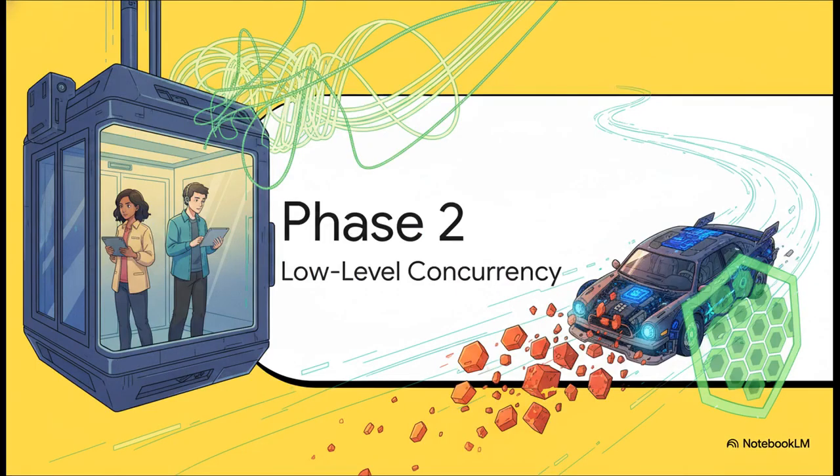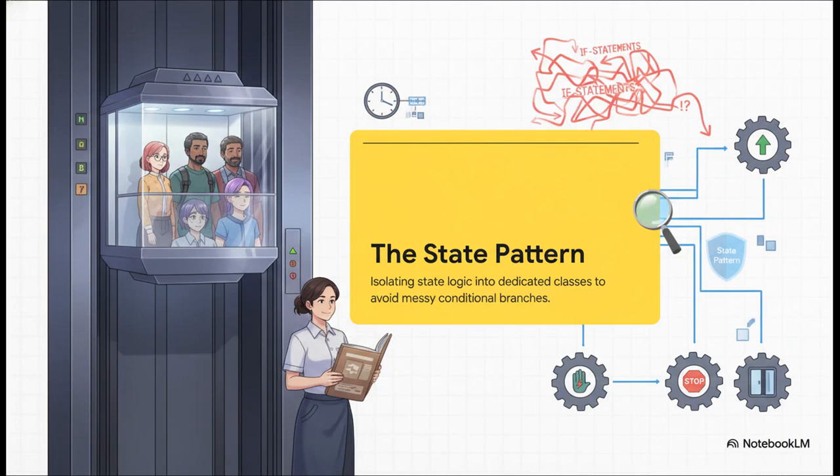Moving down a level to Phase 2, low-level concurrency. How do we actually prevent software bugs from crashing a physical moving car? Well, when dealing with hardware, traditional software threads can get super messy. So the crucial point here is using the state pattern. Instead of writing messy, honestly dangerous if statements for every single physical transition, things like if direction is up and speed is greater than 0, then do this.